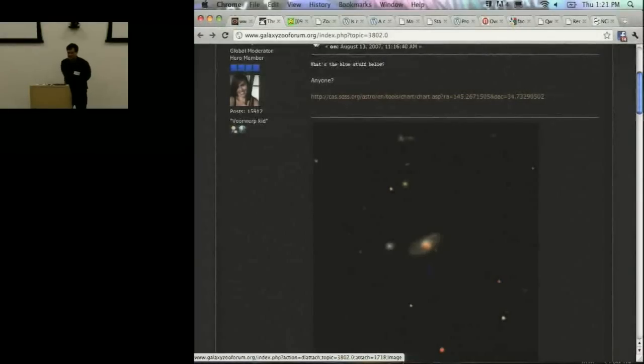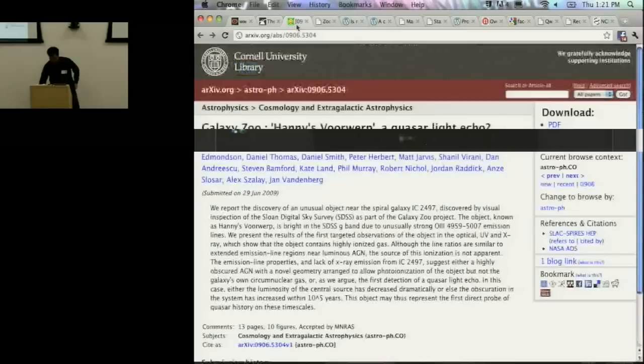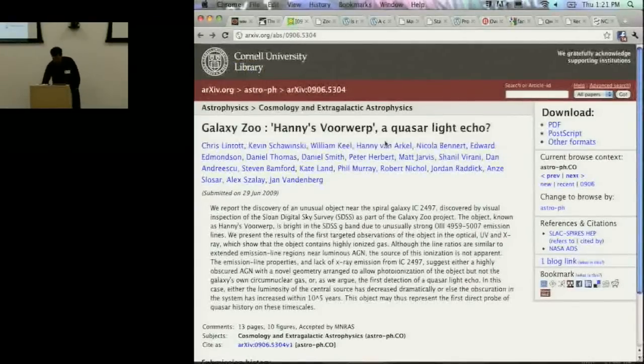Once again, people batted ideas backwards and forwards, but nobody knew. Professional astrophysicists started to take a look. None of them knew either. And again, we have this interesting situation. A bunch of papers have been written, some of them with Ms. Van Arkel's name on it. Here's one of the first. They named the object after her, Hanny's Voorwerp. She's Dutch. Voorwerp is apparently the Dutch word for object.